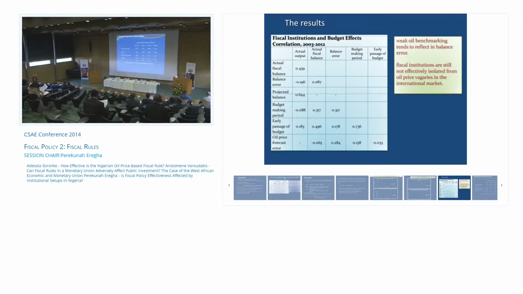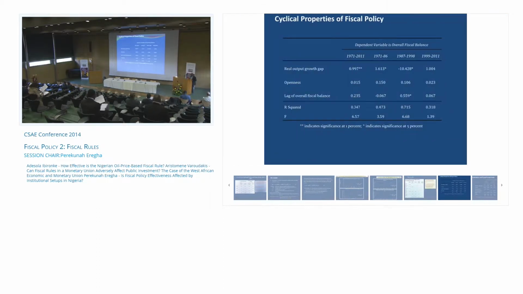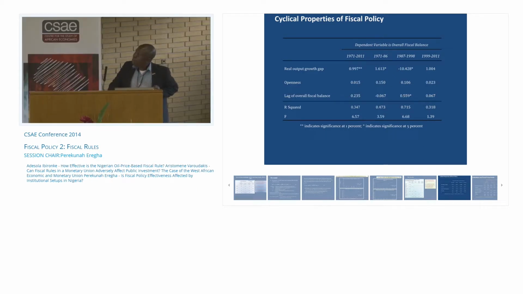So he estimated the first model, which is fiscal balance as a function of real output gap and these other variables. The results show that for the overall period, the effect is positive, and from 1971 to 1981, the pre-SAP period, it is also positive, however the effect is more. But during the SAP period, the effect is negative. And during the democratic era, the effect is also positive and more than proportionate, just like we have said earlier, that the pressure in terms of revenue increase makes expenditure increase more than proportionately.